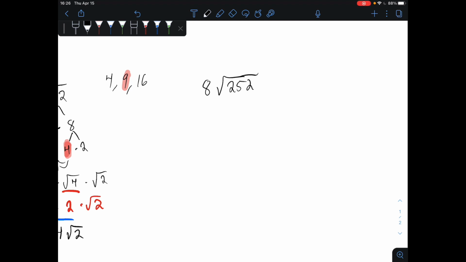Okay, let's take a look at our perfect squares. So we have 4: 2 times 2 is 4, 3 times 3 is 9, 16, 25, 36. 36 looks tempting, but let's go ahead and keep it simple.